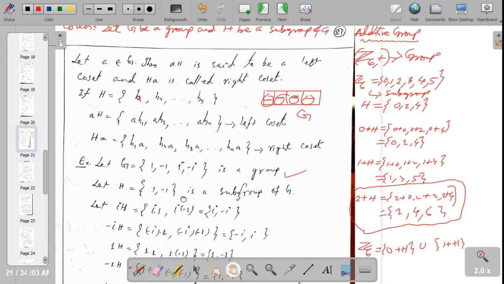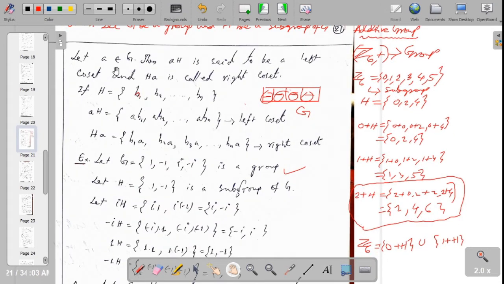Say, let A belong to the group G, for example. Then AH is said to be a left coset and HA is said to be a right coset. So we have two types of cosets. One is the left coset and another is the right coset.